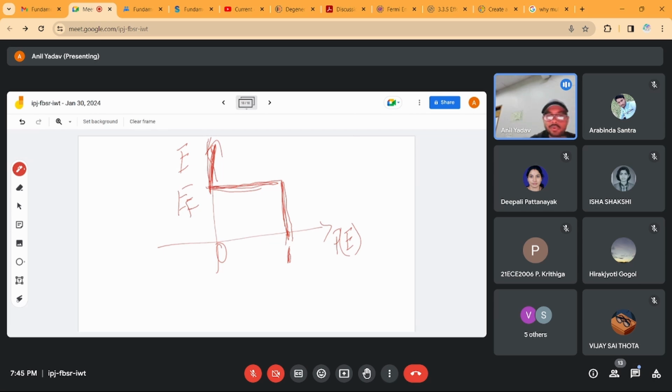Does anyone have a doubt in this, the probability of finding an electron?